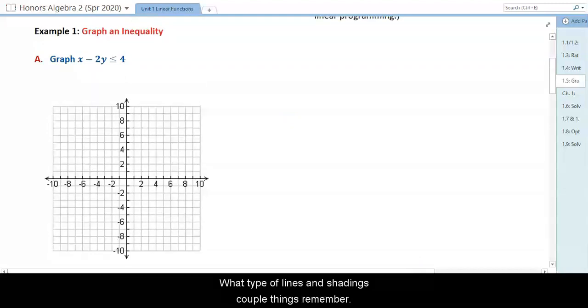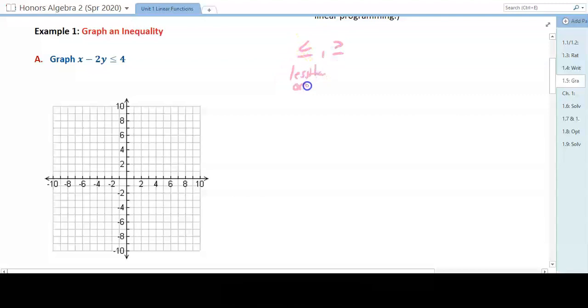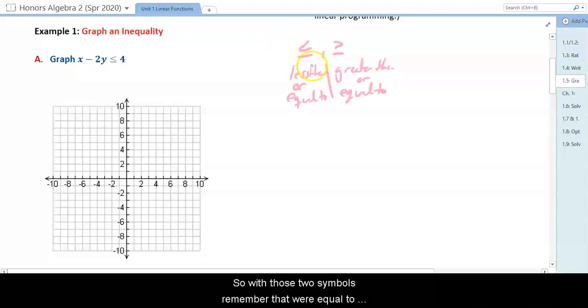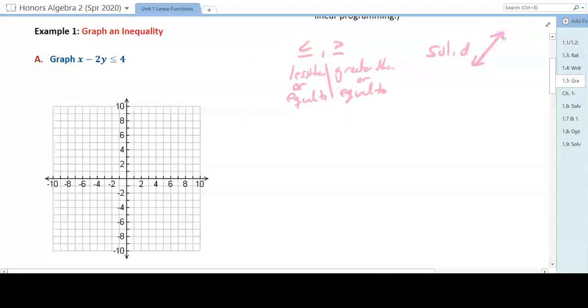what type of lines and shadings, a couple things to remember. Remember that these two symbols, first one being less than or equal to, and then the second one being greater than or equal to. So with those two symbols, remember that we're equal to, right? So anything that would be along the line we draw would be a possible solution. And so the line we draw will be a solid line, some type of line where we show that the solutions are included.